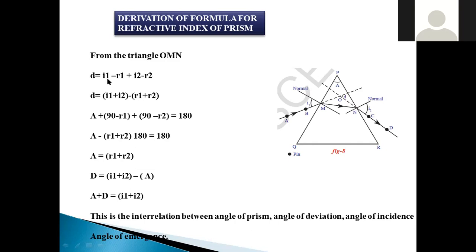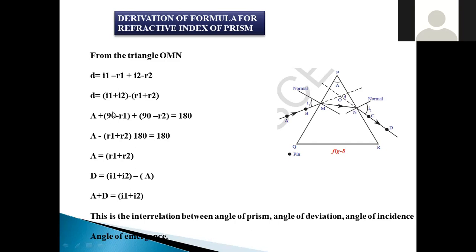I1 is the incident light angle, R1 is the refractive light angle 1, I2 is the emergence light angle, R2 is the refractive light angle 2, right? So it can be represented in another way, I1 plus I2 minus (R1 plus R2). Similar terms were taken in this bracket. So D is equal to I1 plus I2 minus (R1 plus R2).